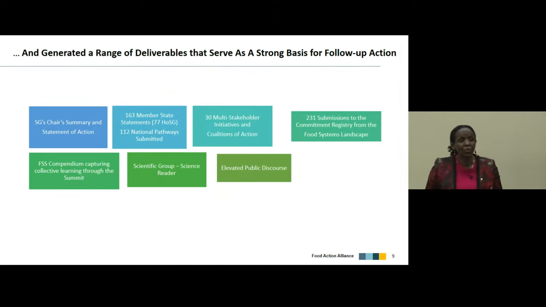There was a scientific group. We had 25 scientists from 25 different institutions contributing to the Science of the Food Systems Summit, which has resulted in the Science Reader. It's being published now. You'll have access to it, but it's also available on the web. And then there was the Secretary General's statement that talks about how we go forward from here.